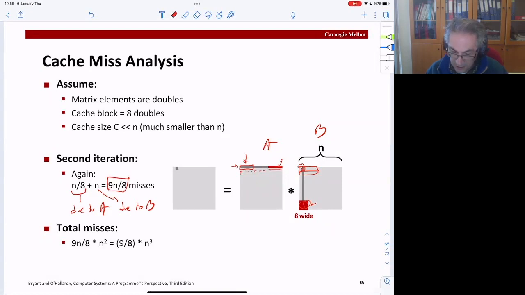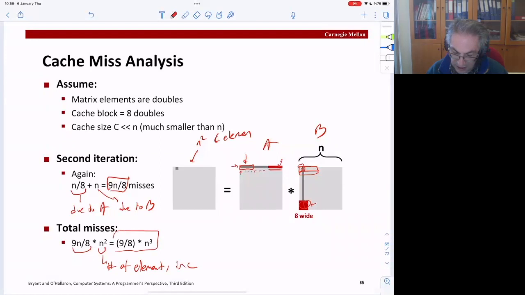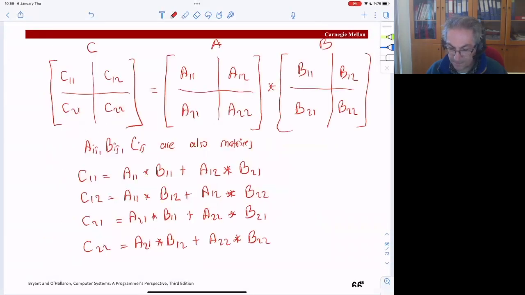So now, for this iteration, remember that I will have to compute n squared C elements, right? So 9n over 8 times n squared, this is the number of elements in C. That means that I am looking at a total number of 9 over 8 n cubed misses in this case, right? So can I reduce this?